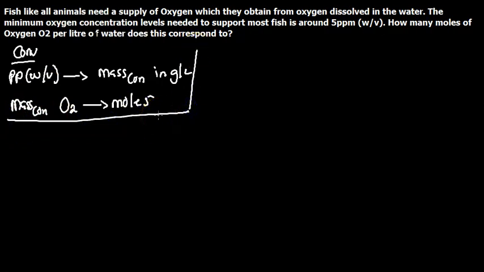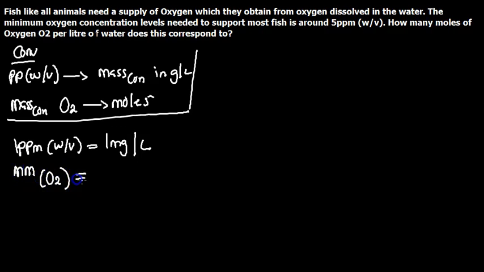Alright, let's start to solve this problem. In order for us to convert the ppm, weight per volume, to mass concentration, first thing we need to do, we know that 1 ppm in weight per volume is equivalent to 1 milligram per liter. And the molar mass of oxygen is approximately 32. Let's put this one down. It's going to be 32 grams per mole.